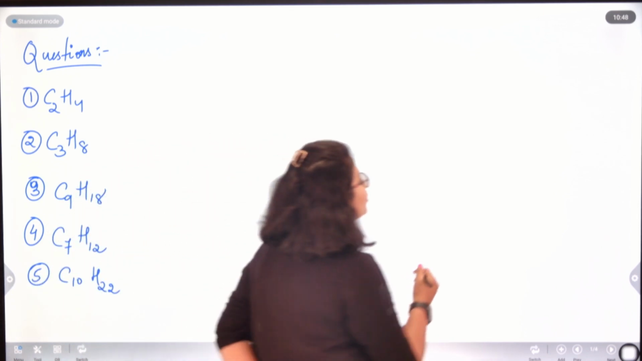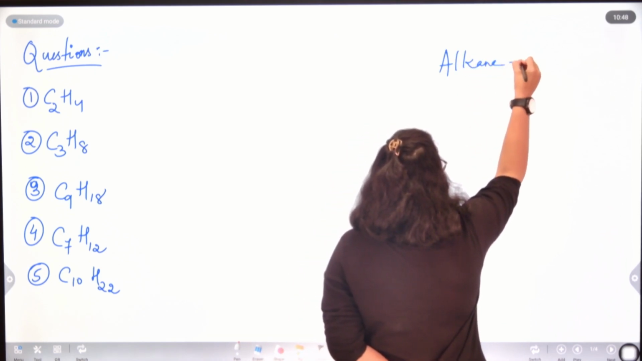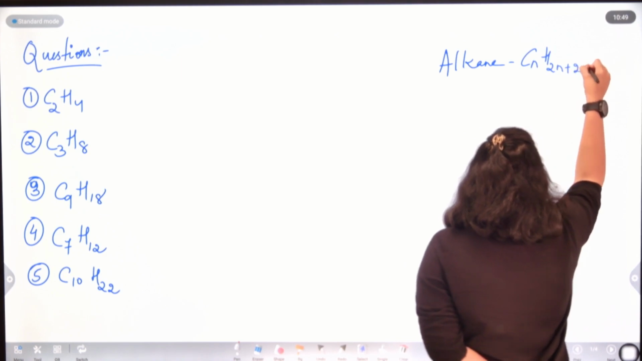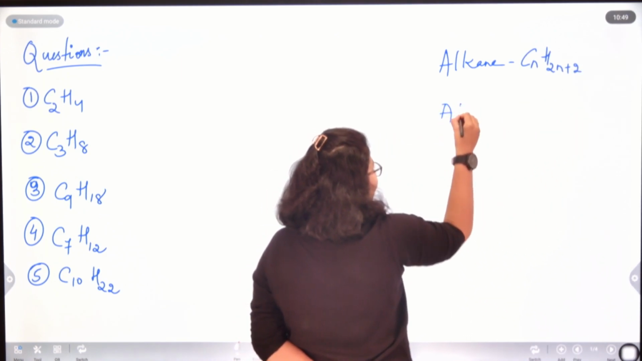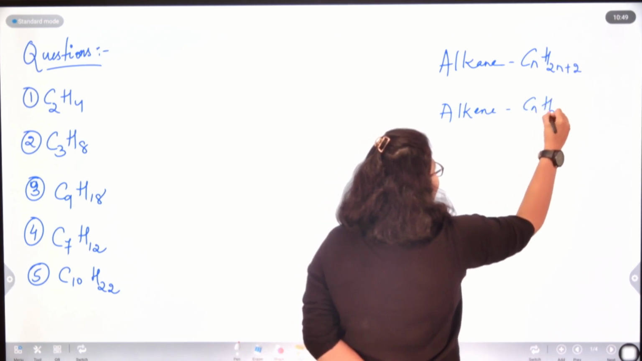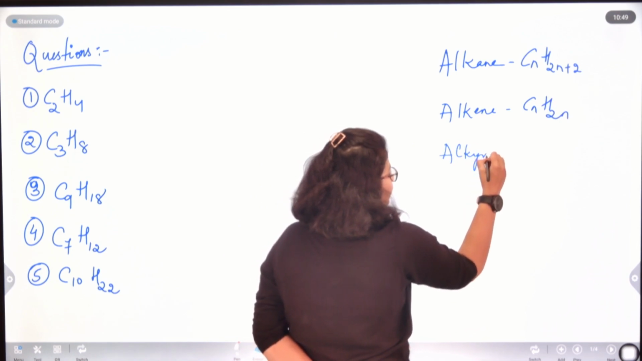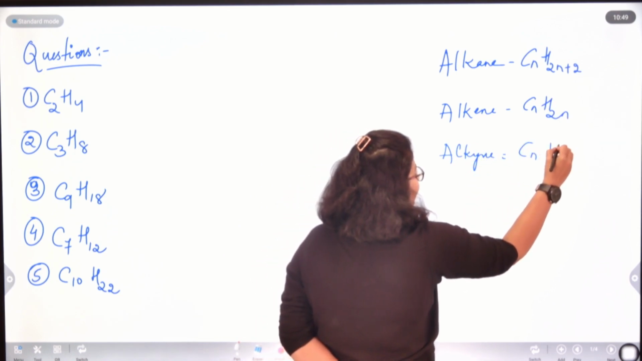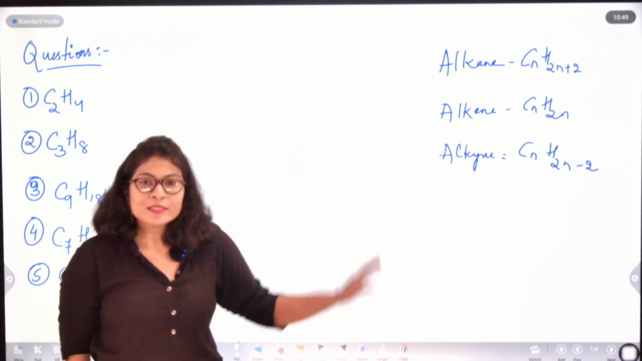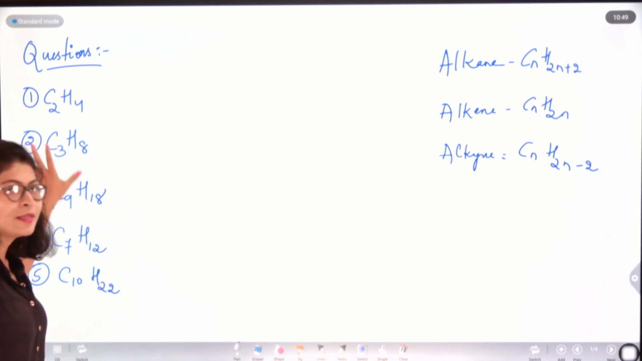I have given you the general formula for alkanes as CnH2n+2. For alkenes, it was CnH2n, and for alkynes, it was CnH2n-2. Right? So, taking these formulas as reference, we will see to which category these particular examples belong.